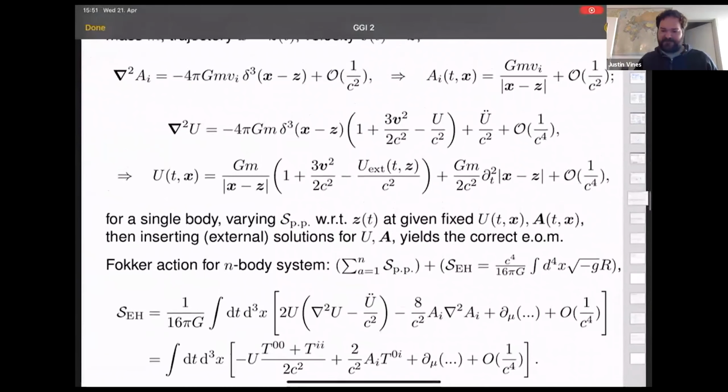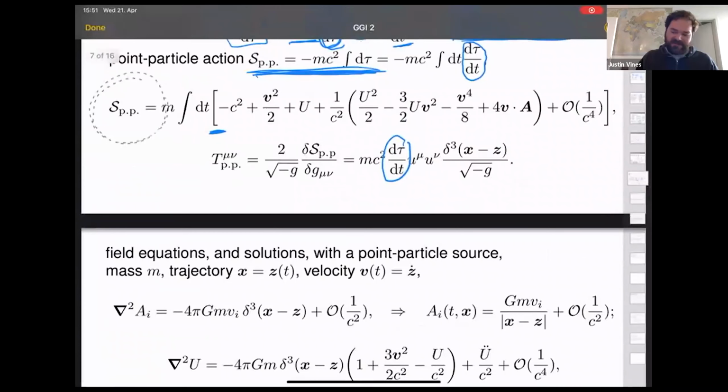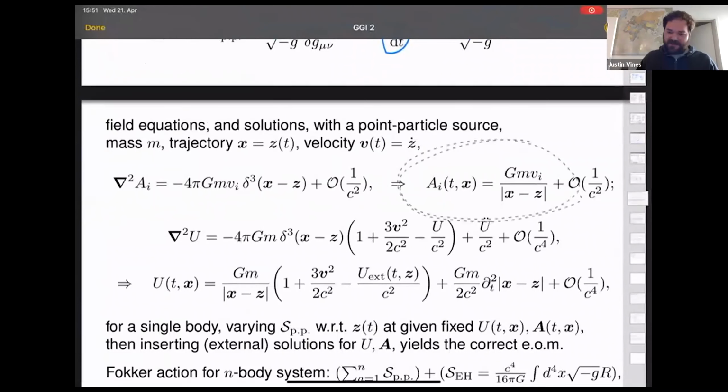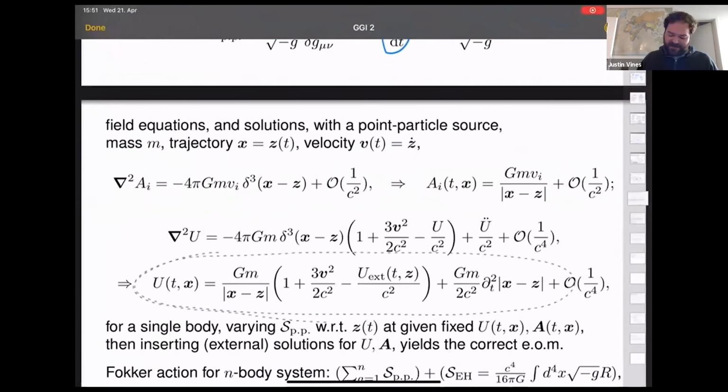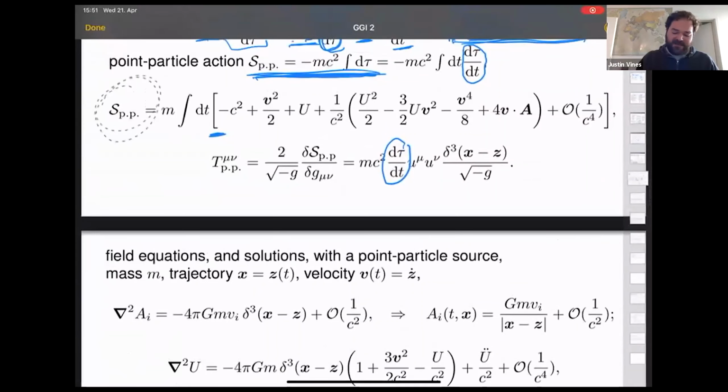However, let's say we instead wanted an action principle for a two-body system or an n-body system. You would not get the right equation of motion if you took just this point particle action for one body, inserted all of these solutions to the field equations for both bodies, dropped the divergent self-energy terms, and then varied that with respect to the world line. You would not get the right equations of motion.